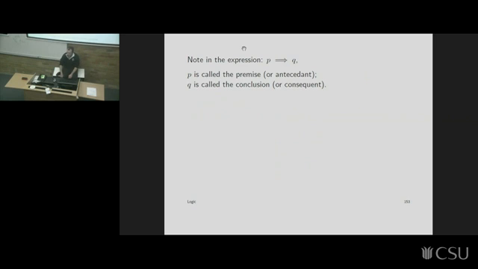The bit on the left of this implication is called the premise. Sometimes people use the word antecedent, which means the thing that comes before. So premise is what I like. And then Q is the thing that comes from it, I'll call it the conclusion, or consequent, as we use it in general. So premise and conclusion.